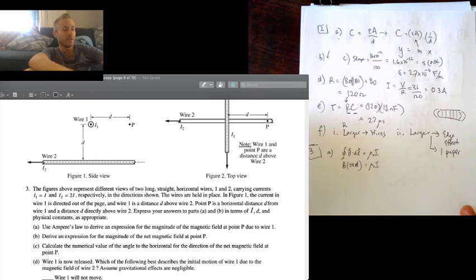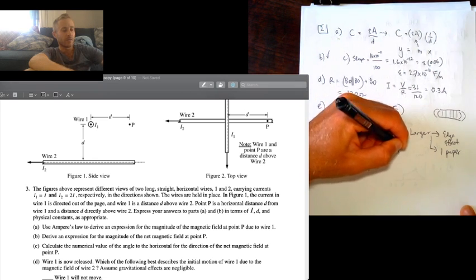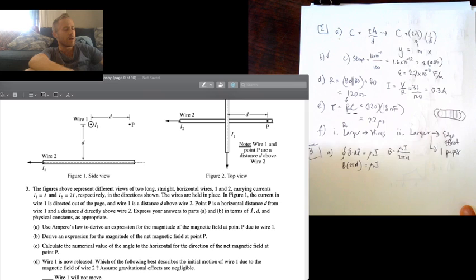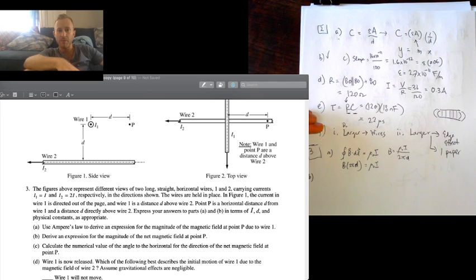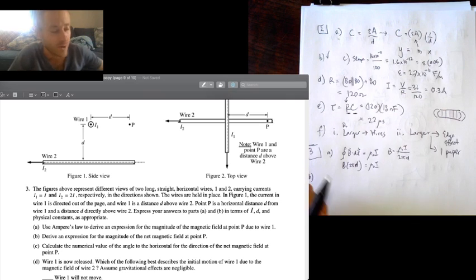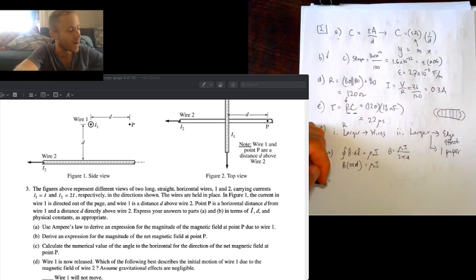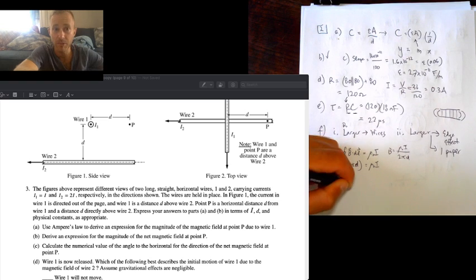So we're going to get B equals mu naught I over 2 pi d. Part B says derive an expression for the net magnetic field at point P. So we've got wire 2 and wire 1. We have to add them as vectors. So the total magnetic field at point P is the magnetic field from wire 1 plus the magnetic field from wire 2. We got to add them as vectors, though, because they're not pointing in the same direction.